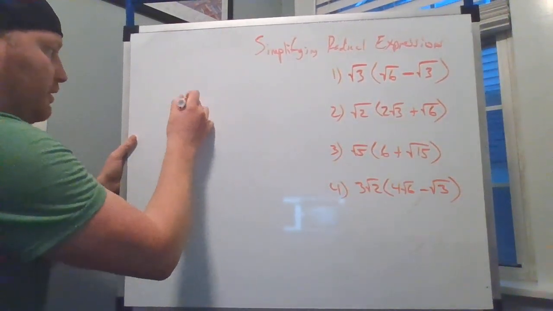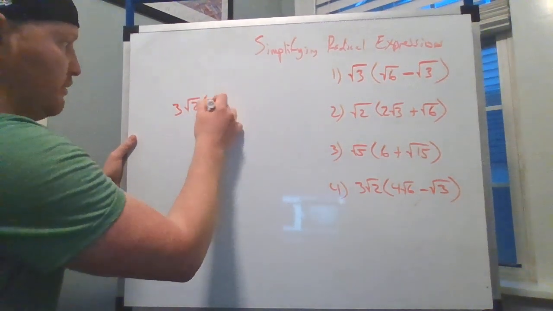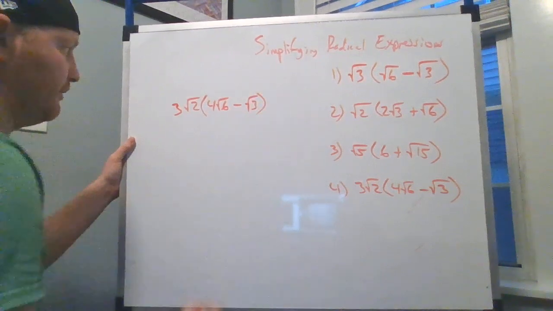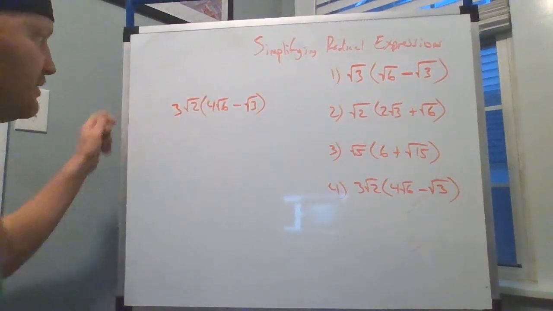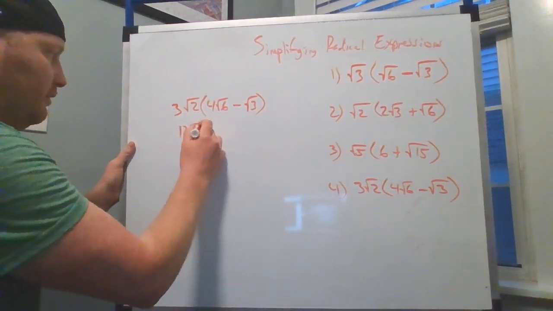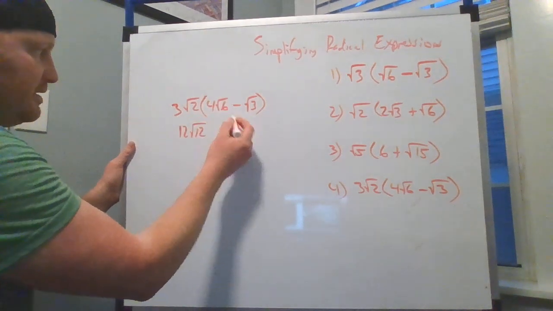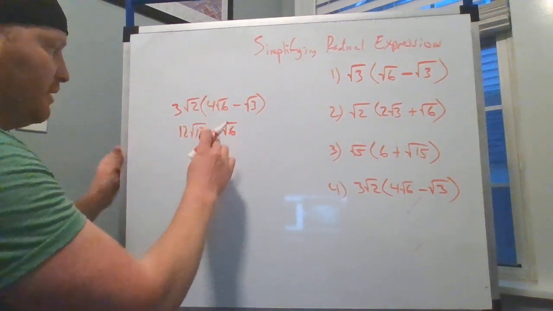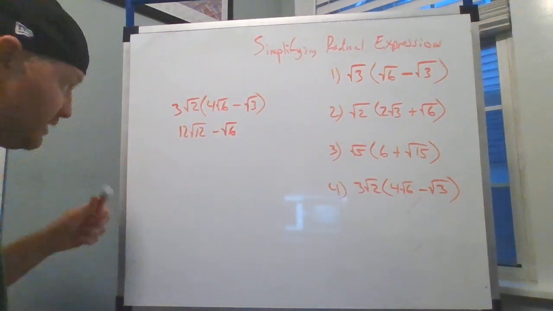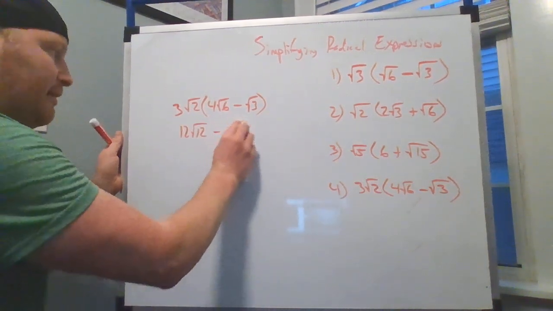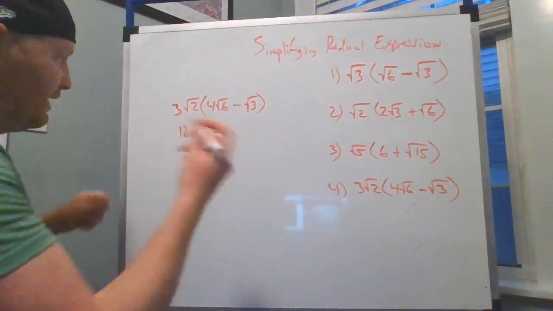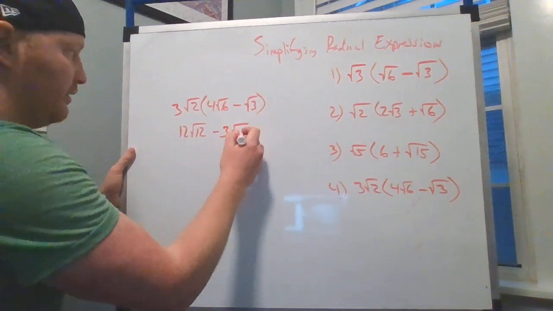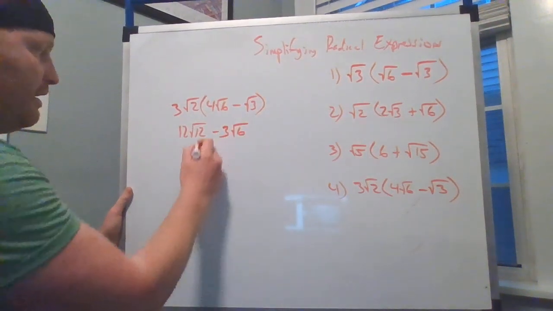So I got 3 radical 2 times 4 radical 6 minus radical 3. Again, outside times outside, 12 radical 12. Inside times inside, minus radical 6. Oops, I made a mistake. Good teachers make mistakes on purpose, but I was auditioning for that and I forgot that you guys were not in front of me right now.